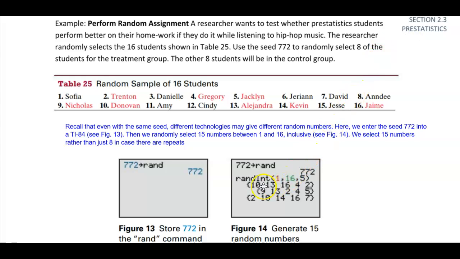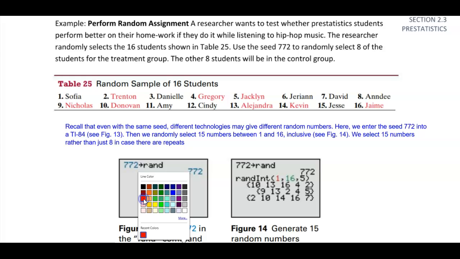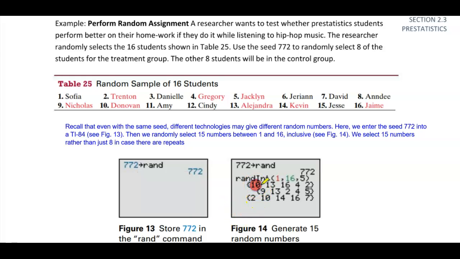So what we want to do is select the numbers and make sure they are not repeating. So we can pick 10, 13, 16, 4, 2, 9. We're not going to select 13. We're not going to select 2. We're not going to select 4 because that's what's repeated.